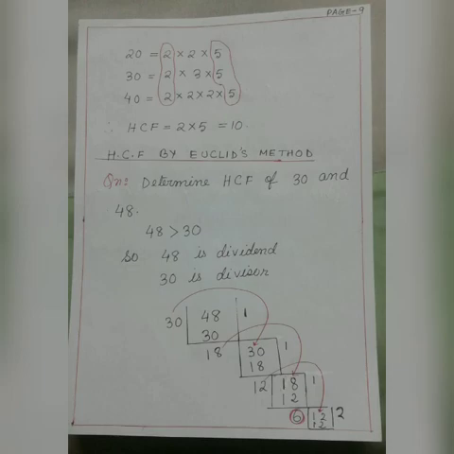If I divide 18 by 12, I get quotient 1 and remainder 6. 12 I have to bring as the dividend and the remainder is the divisor. So I get 2 as quotient and there is 0 remainder. Therefore the HCF will be 6. 6 is the HCF of the numbers 30 and 48. The last divisor is the HCF of the given numbers.